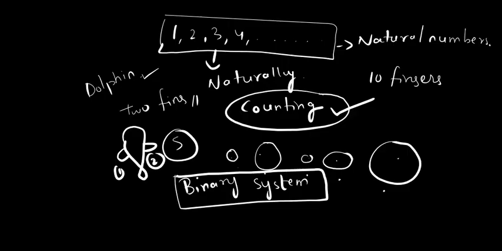In the same way, we have 10 fingers, right? So we have the decimal system. It has been complete, right? So 1, 2, 3, 4, which have been naturally invented with the help of our hands. These are natural numbers. Okay.